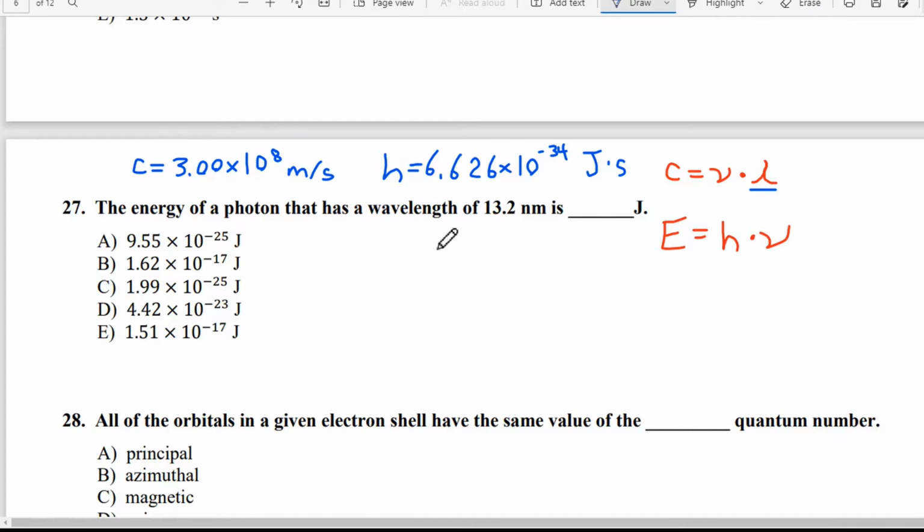All right. Anyway, so we'll go ahead and plug in our nanometers and our speed of light and solve for the frequency. But what's the problem? It's the nanometers. Nanometers doesn't match with meters, right? So I have to actually first do a little conversion. 13.2 nanometers.